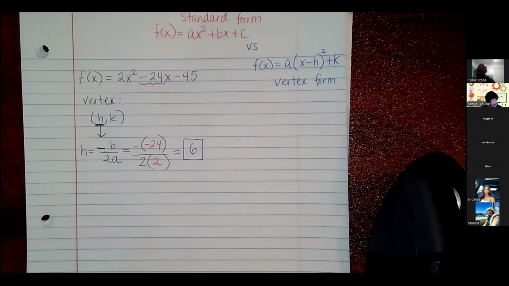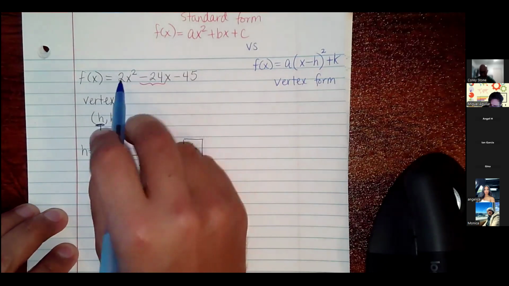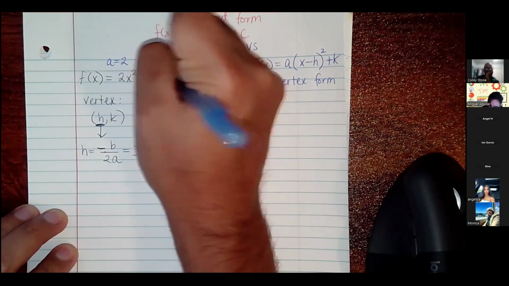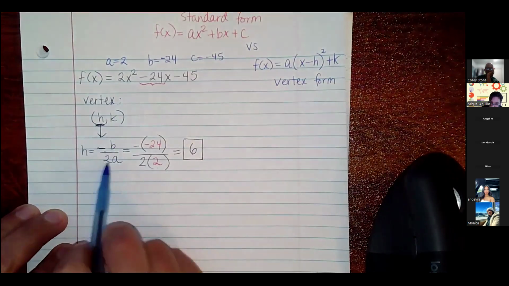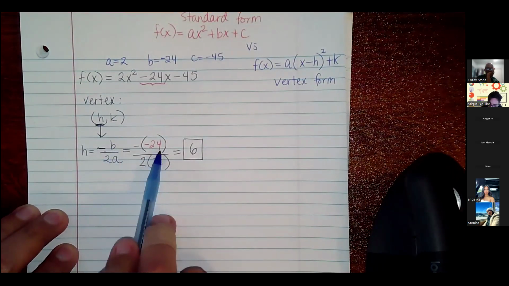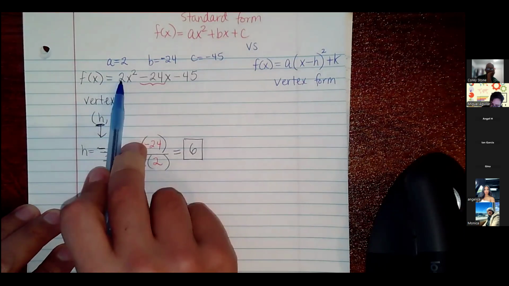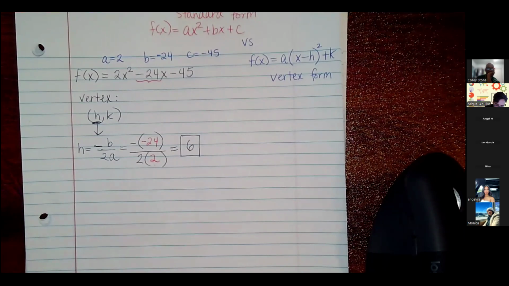I have a question. Yeah, go ahead. How did you get the 2 in the parentheses? Is that because it's the 2x squared? Yes. So remember, when you have something in standard form, we like to label this as a is equal to 2, b is equal to negative 24, and c is equal to negative 45. So for this formula, b was the negative 24. Are you okay with that? Yes. And then the a comes from the coefficient 2 here in front of the x squared. Oh, okay. Yeah. Got it.